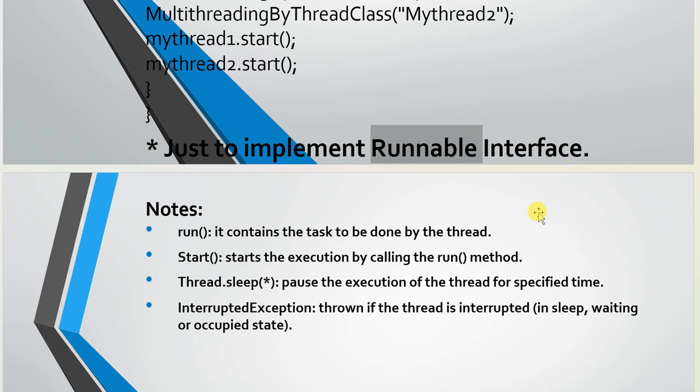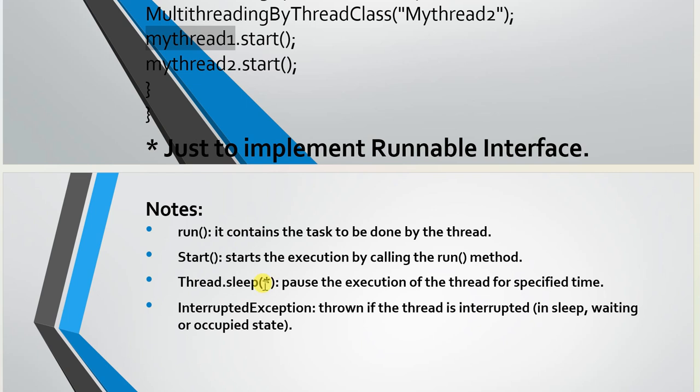So let's see a few points. The run method contains the tasks to be done by the thread, that is, what the particular thread wants to do. Those things we have defined inside the run method. Another method is start. We have seen thread 1 dot start and thread 2 dot start. It starts the execution by calling the run method. So when we call the start method on the instance, it will internally call the run method and start the execution.